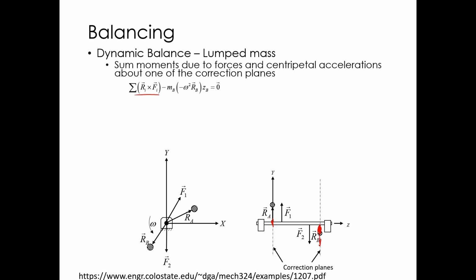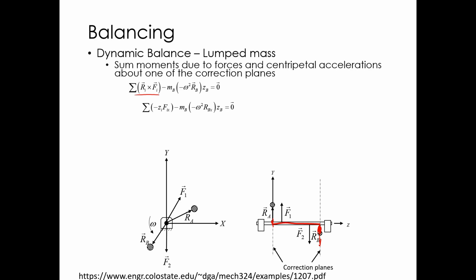This weight is trying to escape, so there's a force in the opposite direction that's going to give us a moment about that moment arm. So this is the moment due to the two forces we measure on our bearings. This is the moment due to the B balancing weight we're going to add. And we're going to cancel these out so there's no net moment. The sum of these is going to be 0, no net moment.